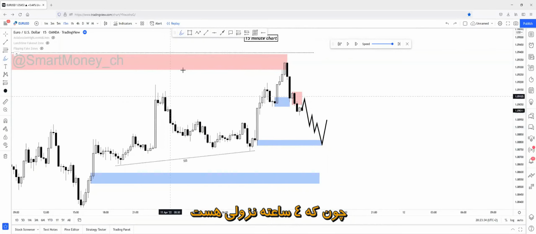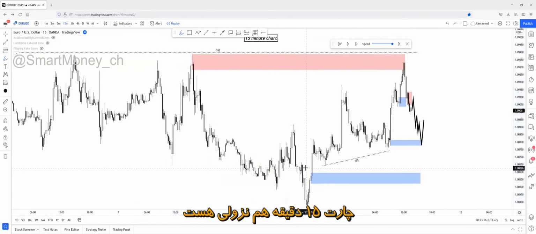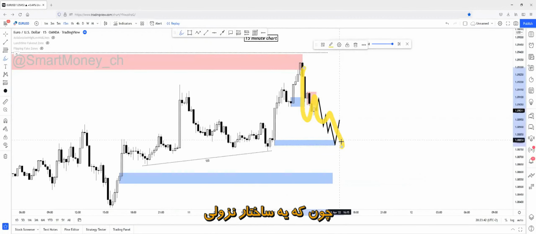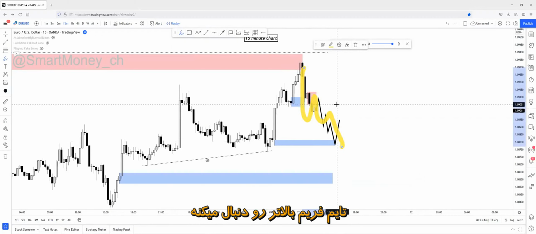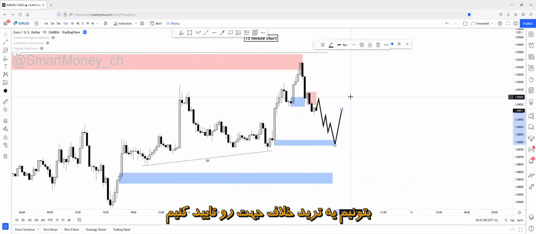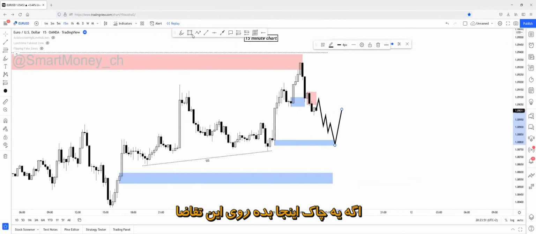The 4-hour is bearish because it created a huge break of structure to the downside. The 15-minute is bearish because it created a change of character and continuation to the downside. The 1-minute is bearish because it's following a bearish structure of the higher time frames. So we need a strong change of character to actually confirm a counter trend trade.